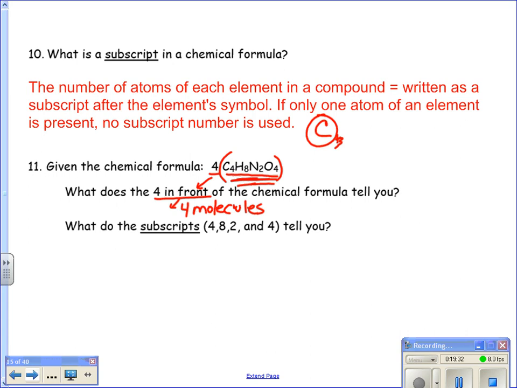What do the subscripts for 8, 2, and 4 tell you? Subscripts always tell you the number of each element in that molecule.